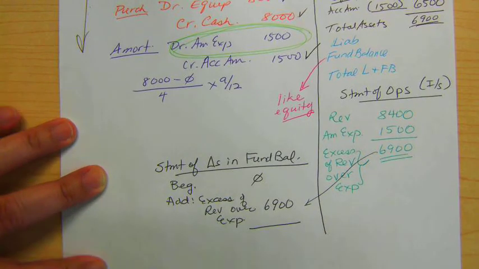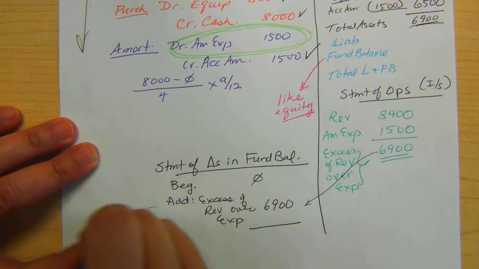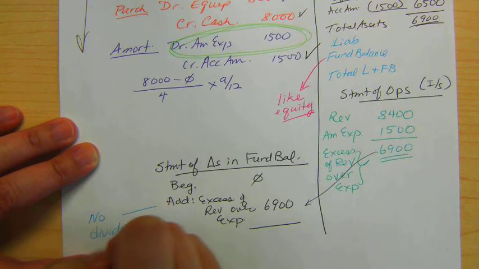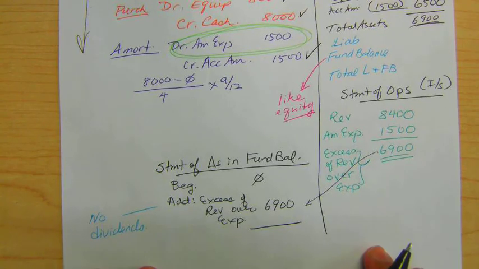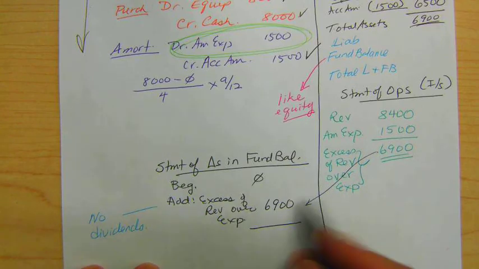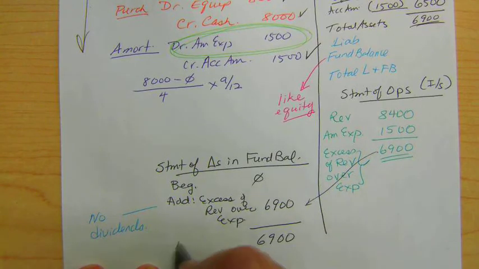There's no dividends, make a little note for yourself. Because sometimes they like to throw these things in the question and say, well, we paid the board members amounts for travel and that kind of stuff, because the larger companies do, since they've got people from all over. And so people will try and put it as dividends. It's not. So we end up with $6,900 as the ending fund balance.